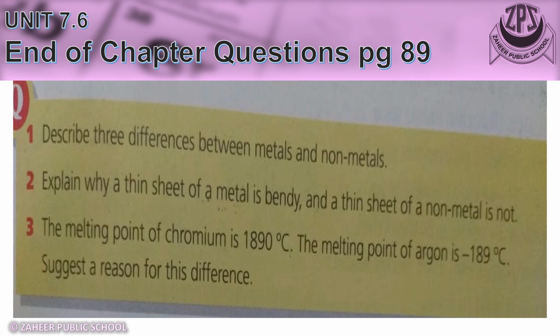And in the last question, the melting point of chromium is 1890 degrees centigrade, whereas the melting point of argon is minus 189 degrees centigrade. You have to suggest a reason for this difference, why chromium has a high melting point and why argon has a low melting point.